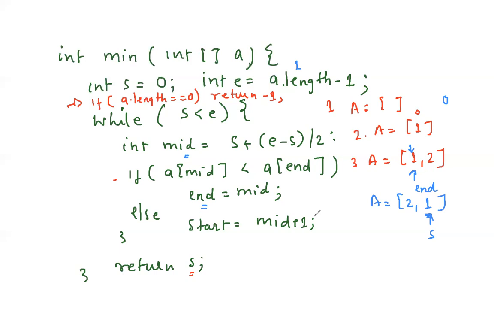But it won't work when we have duplicates, right? So that was the next point. This particular algorithm doesn't work on duplicates. If the array contains duplicates, the whole point of if A of mid is less than A of end doesn't work.